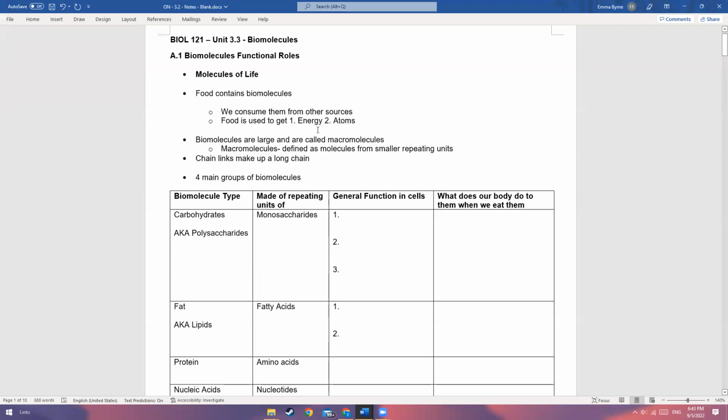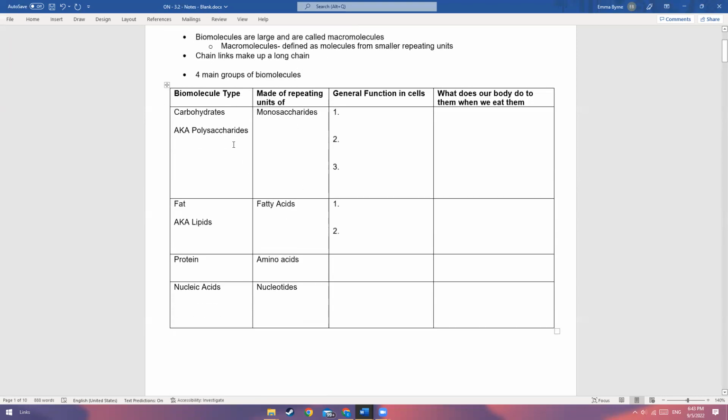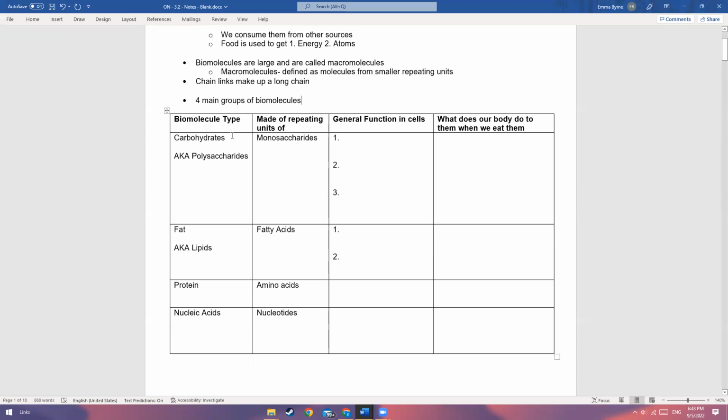And there's four main groups of biomolecules that we are going to be talking about today. The first is carbohydrates. But first, I want to add a couple of synonyms up to the top of these column headers. So the biomolecule type, when we're talking about the biomolecule or the macromolecule, we're talking about the whole chain. And they are made of repeating units, which will be the chain links. So those will be like the Lego pieces.